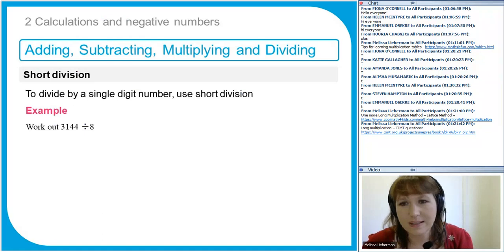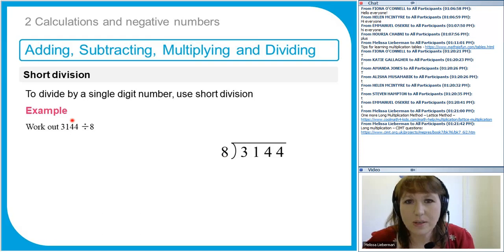How do we work that out? Well, it's set out like this. The number that we're dividing by goes on the outside, so the smaller number is usually on the outside here, and we put the longer number underneath a dividing shape like that. Just to point out, this will come up later in the course, a division like this can also be written like this. There's no reason why you couldn't write this division like this.